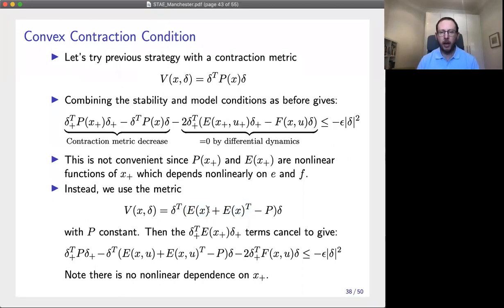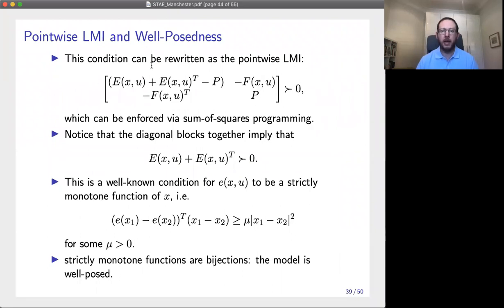I won't go through the details here, but if you take this metric and substitute it into here, there's just a bunch of terms that cancel very easily, and you end up with these terms left. And if you'll notice here, there's no x plus appearing anywhere. We've canceled all the terms that depend on x plus, and x plus was the part that depended nonlinearly on the model E and F. And so this is nice. This can actually be rewritten as a pointwise linear matrix inequality, which for polynomial models can be enforced using sum of squares programming.